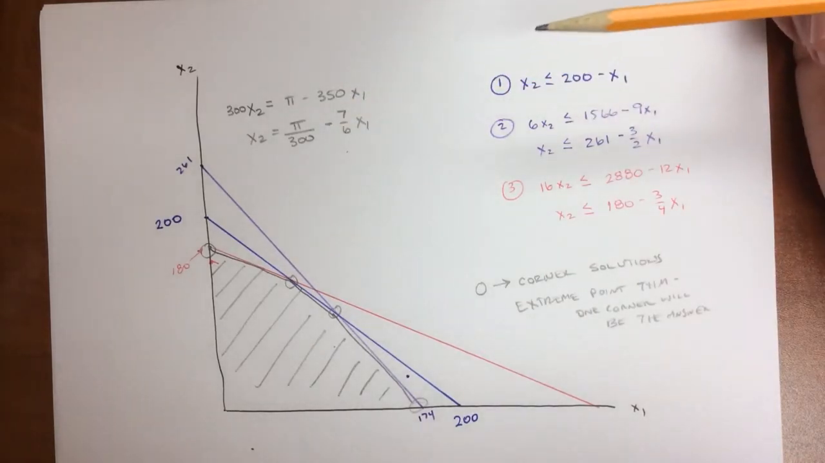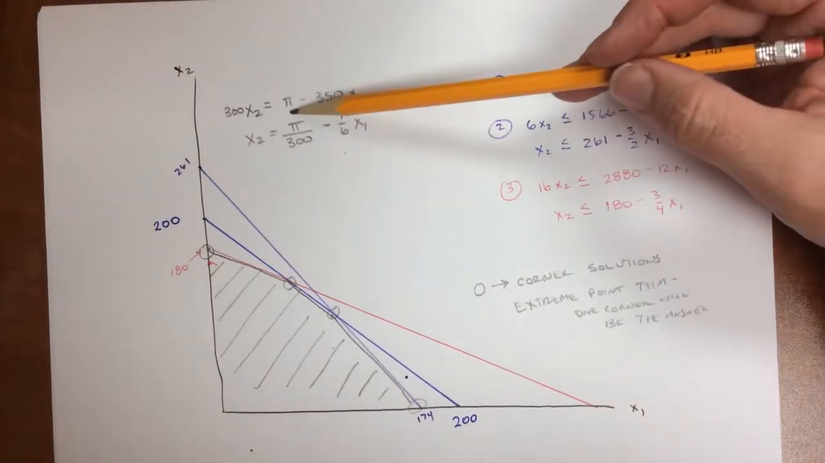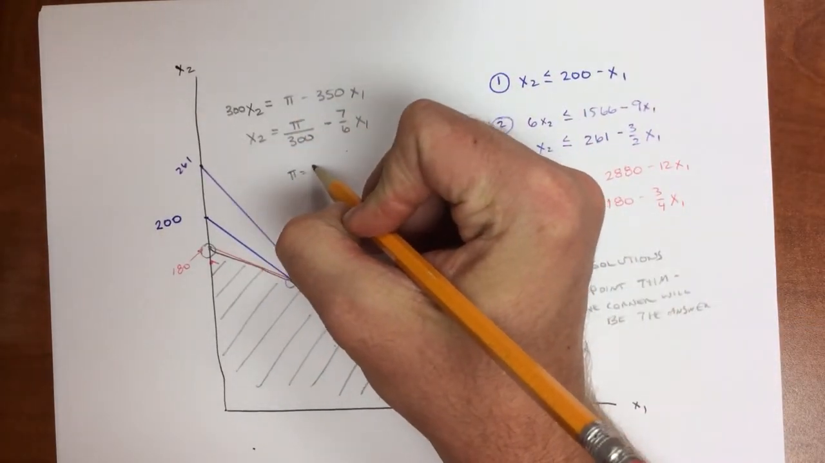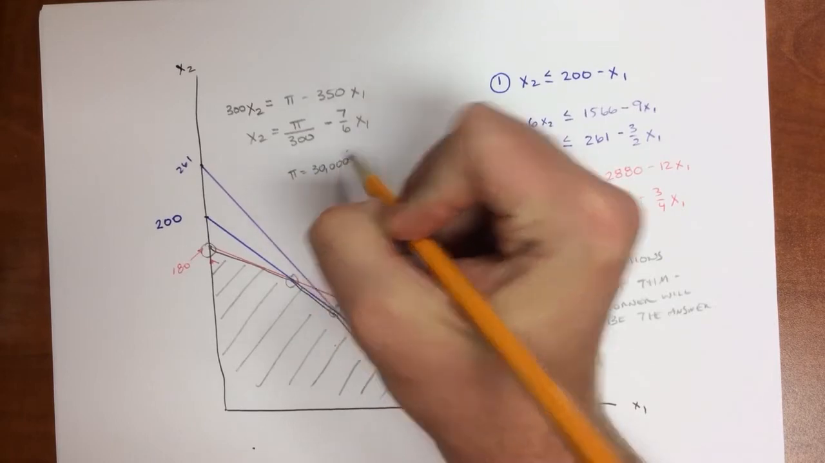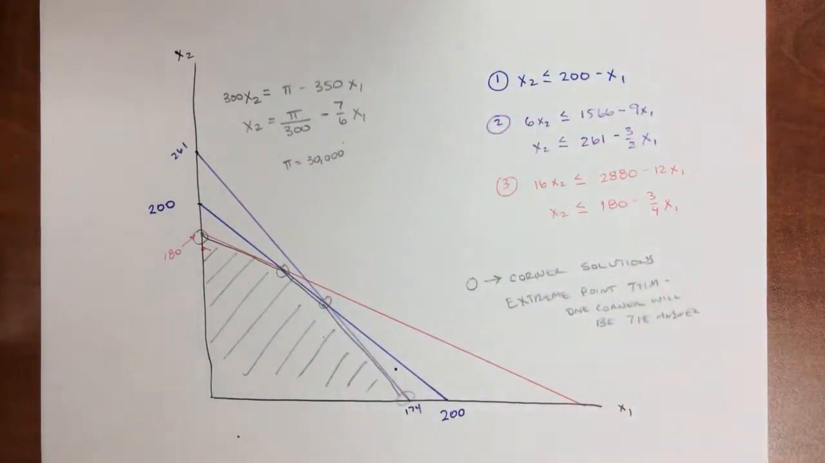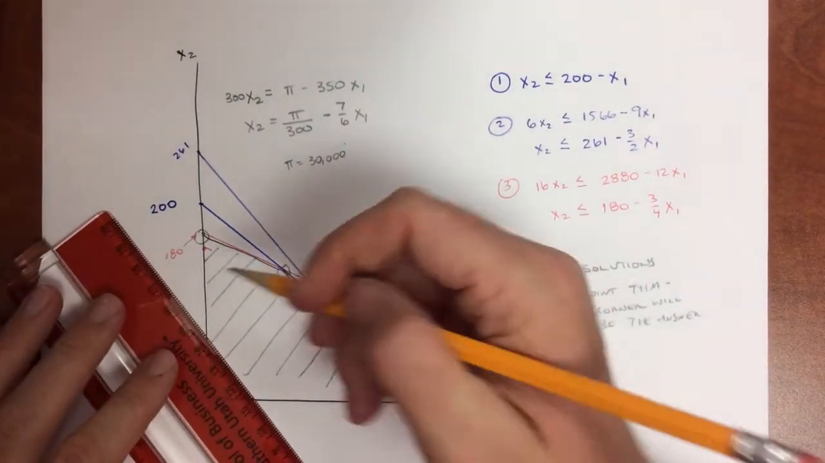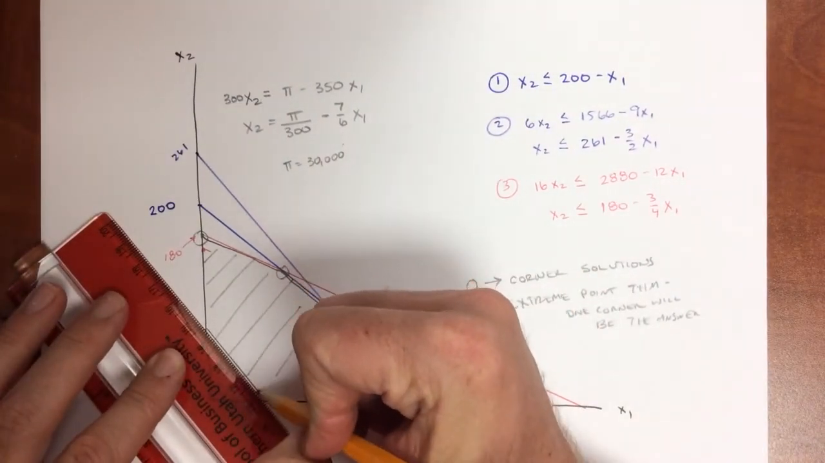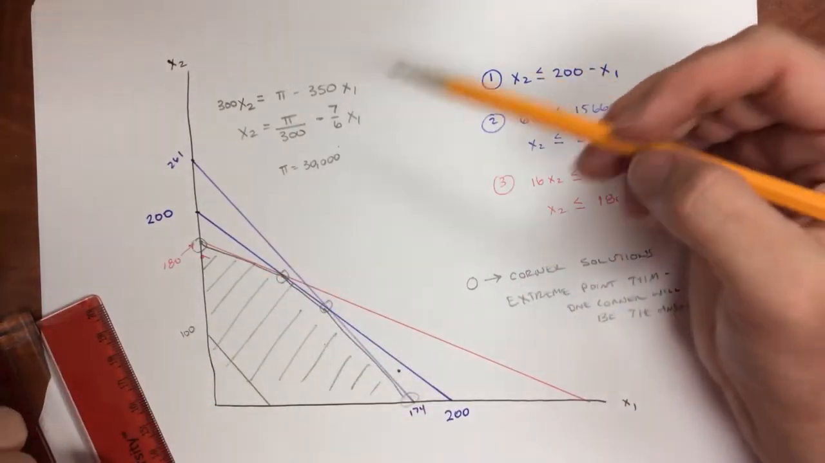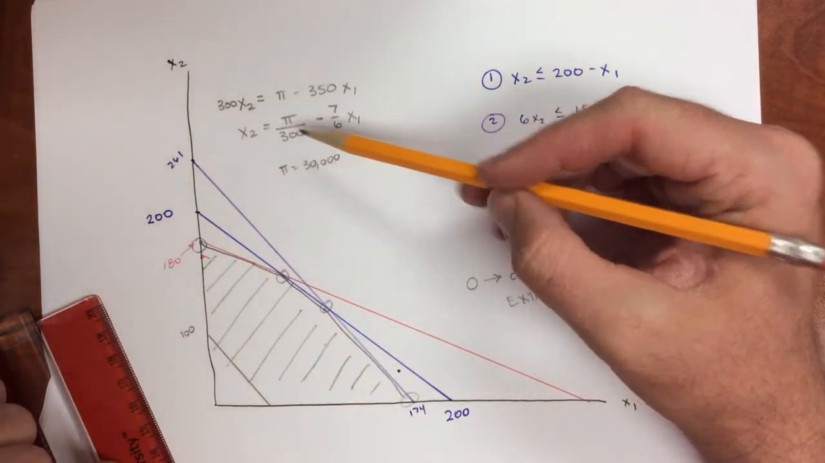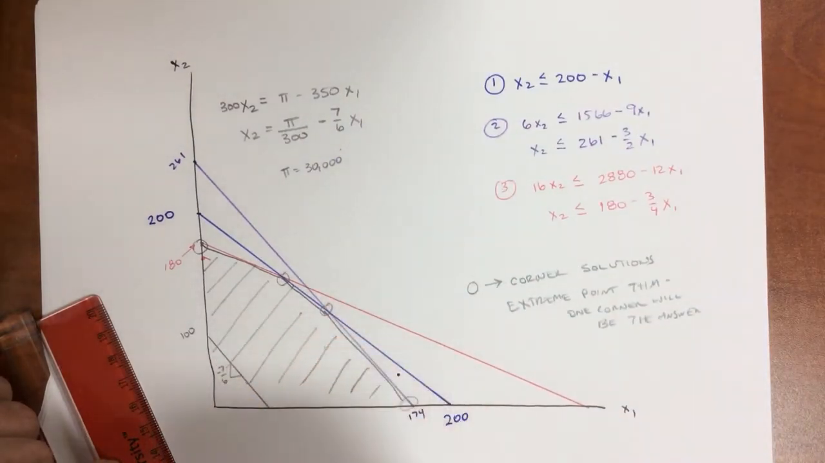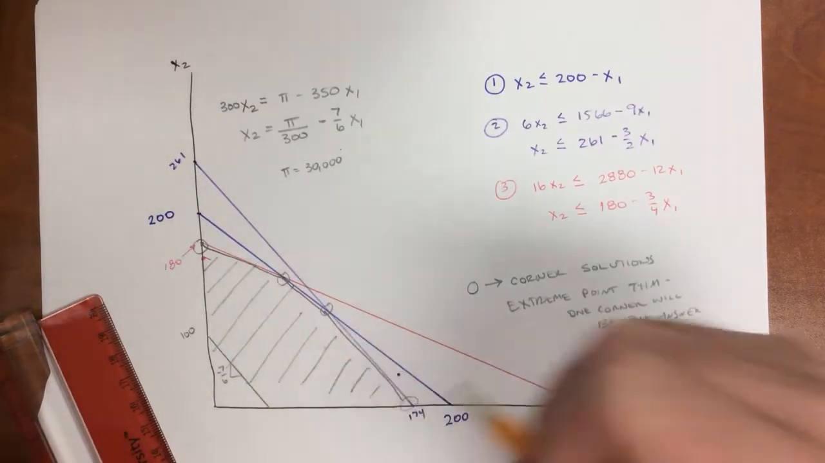So what we're going to do is insert a number in for profits. Let's just assume that we want to make profits of 30,000. Well, if that's the case, that's going to be the point 100. That's going to be our y-intercept. And our slope will be negative 7/6. So for every 6 we go over, we're going to go down 7.